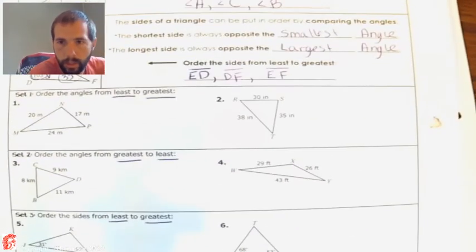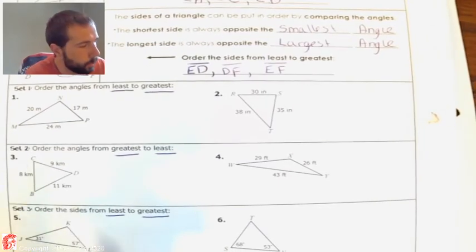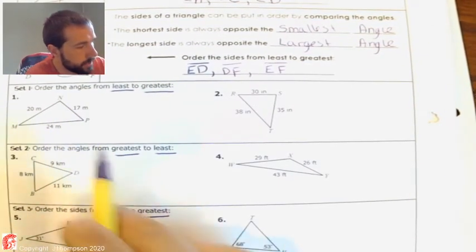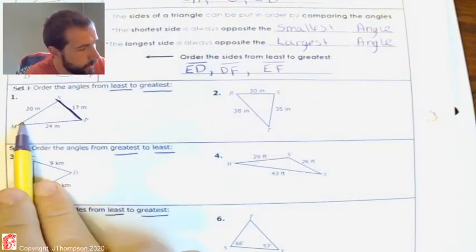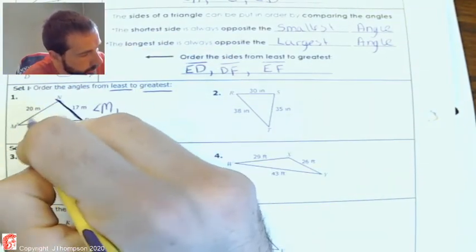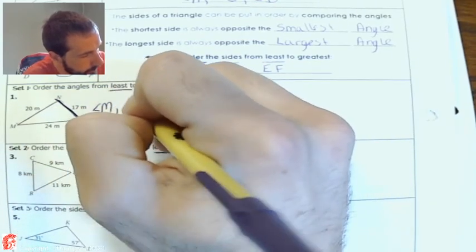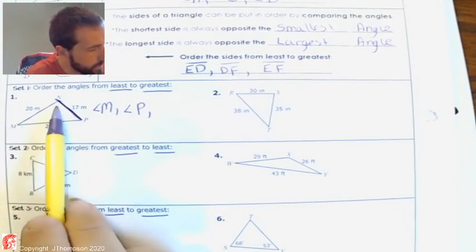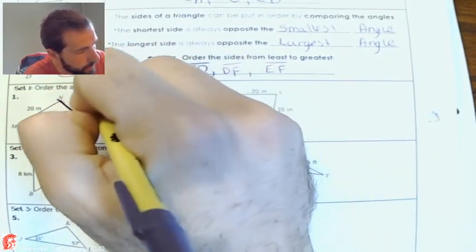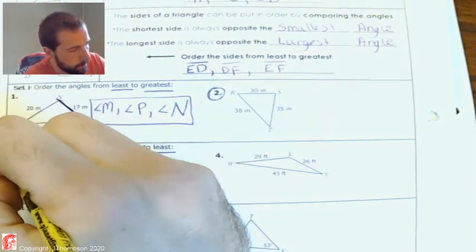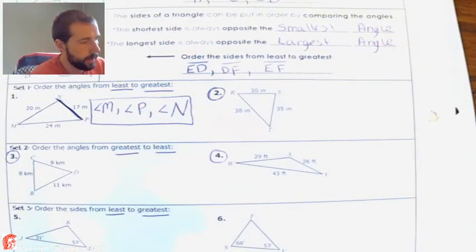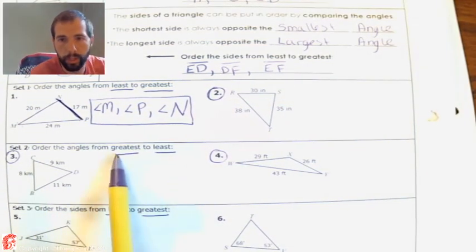All right, so I'll do maybe one of each set for you. I'll do number 1, the angles from least to greatest. Across from the shortest side is angle M. After 17 comes 20. That's across from angle P. And then across from the longest side is angle N. So angle N is your largest angle. So we went from least to greatest. Okay, so number 2, I'll leave that one blank for you guys to try. 3 and 4, I'll also leave blank for you to try. But just remember, for 3 and 4, you're doing greatest to least.